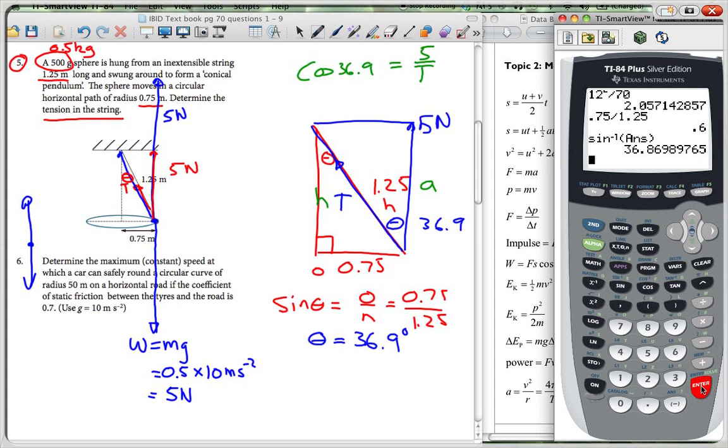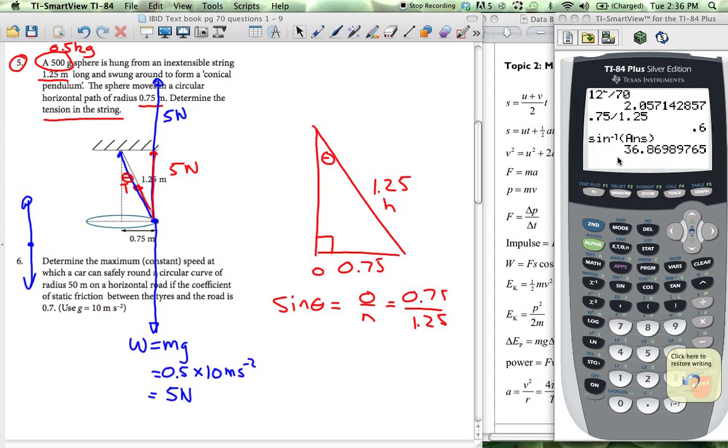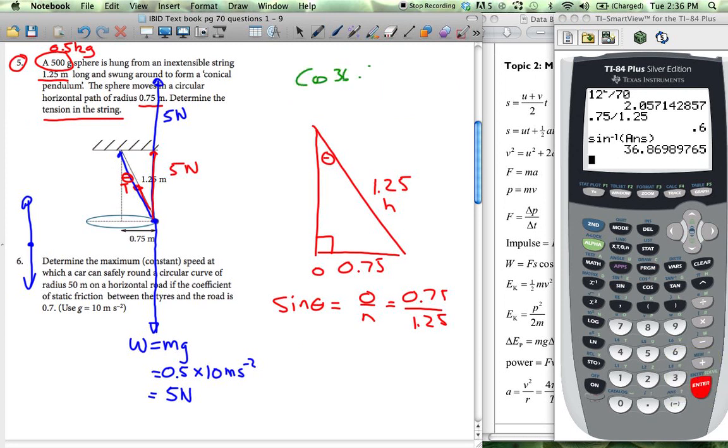Now we need to change the subject of the formula here, so I'm going to multiply both sides by T, and that will cancel my T, and then I'll divide both sides by cos of 36.9, and I will get my T, my tension. Let me just rewrite that again. So I've got the cos of 36.9 is equal to this 5 newtons divided by tension. I hope you remember that. So tension is equal to 5 divided by the cos of 36.9.